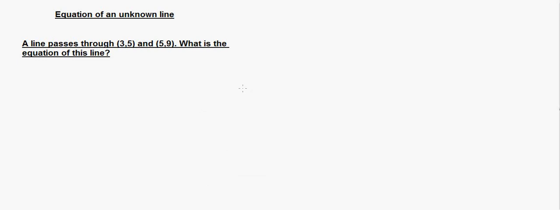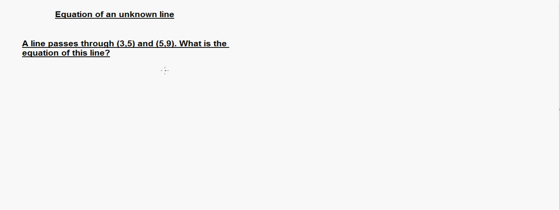Okay, so this is equation of an unknown line 2, and this is more like what the exam question would be. Okay, they wouldn't give you any graph, they wouldn't show you the line, they would just tell you, in this case, a line passes through 3, 5 and passes through 5, 9. What is the equation of this line?